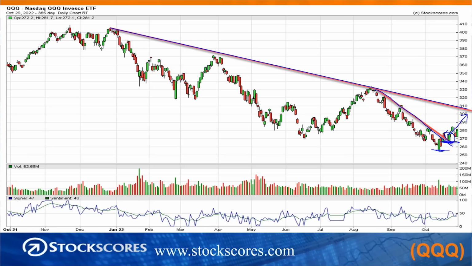And when it gets there, somewhere around 300, 305 on the QQQ, it's likely going to stall. Now, why is it moving up? The same thing happened here, which led to our summer rally in July and August. And the reason that happens is because the market is oversold.